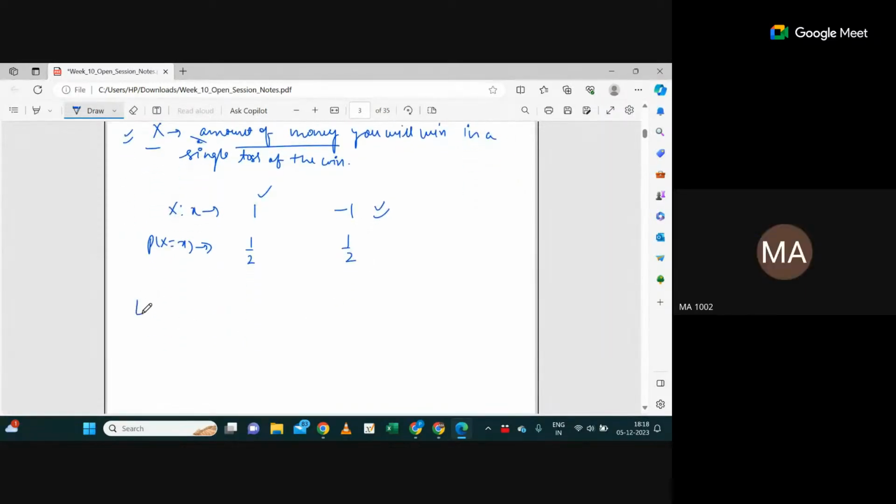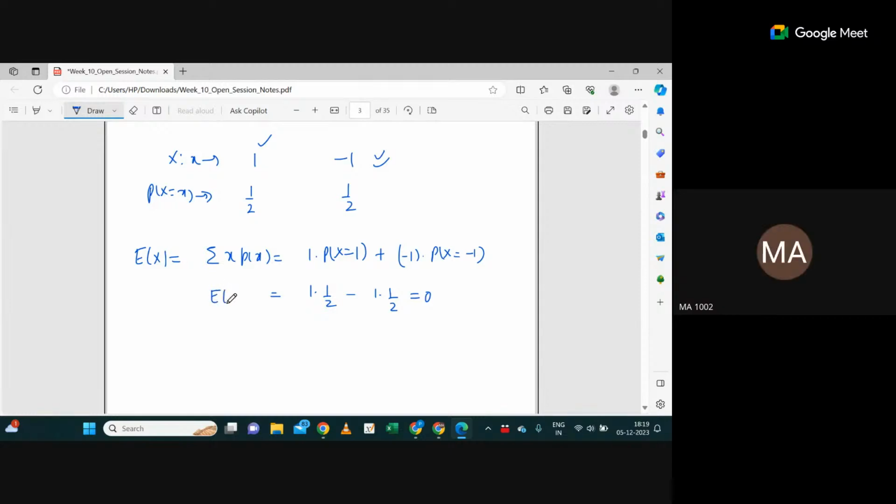What about expected value? So I have to do summation of x into p(x), right? So I have to do 1 into probability at x equal to 1 plus -1 into probability at x equal to -1, right? So it will be 1 into half minus 1 into half. So it's 0. So what will be your decision now? Leave the game.